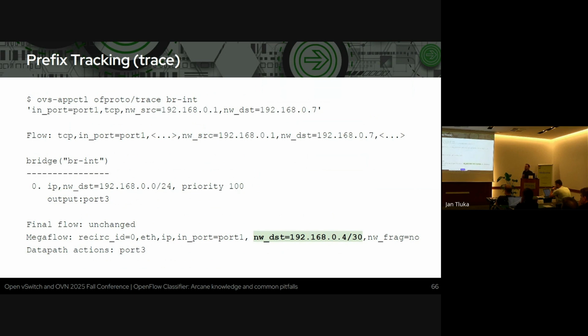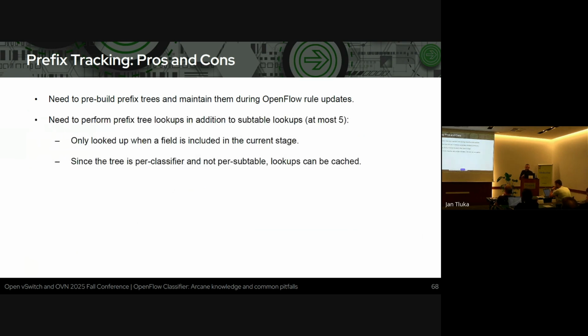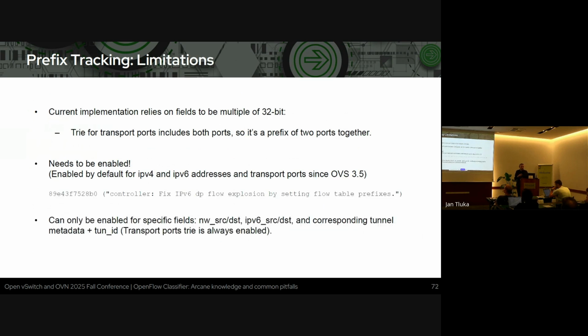And you can actually see this in the prototrace that I showed you earlier. Our match was /30 for this packet to determine that it doesn't match any of our .1 or .2 addresses. So yeah, there are some more considerations on how to use prefix tracking. The main problem is that they have to be enabled manually. OVN now enables prefix tracking for IPv4 and IPv6 source and destination addresses by default, so it should not be a huge problem.